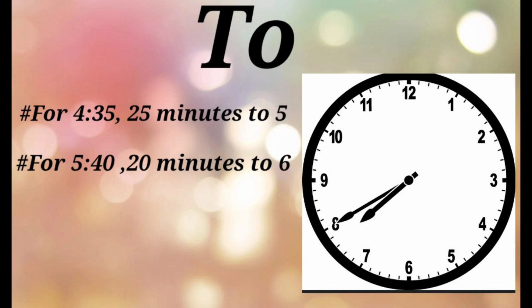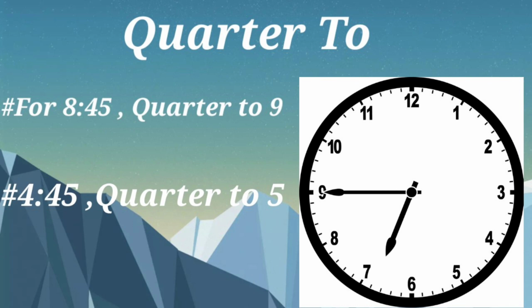Suppose 4:35, I would say 25 minutes to 5. And for 5:40, 25 minutes to 6, means 25 minutes are left to become 6. You know that it's not the right time of 6, but it will be after 25 minutes. Now I think you understood. For again convenient, you will have to use the word to. मतलब आपको टू वर्ड का यूज करना है, और जो भी जितना भी टाइम लेफ्ट है उसको उसमें मेंशन करना है.